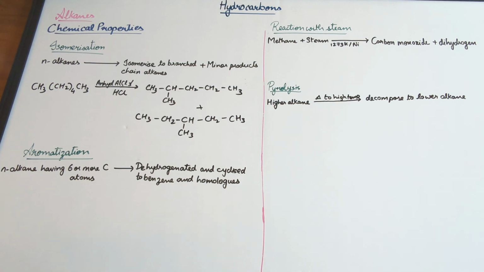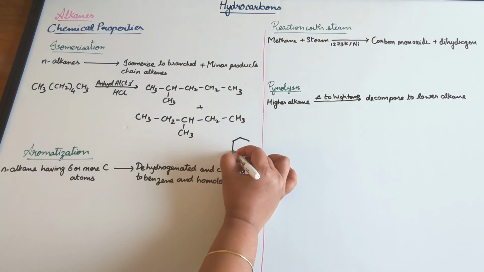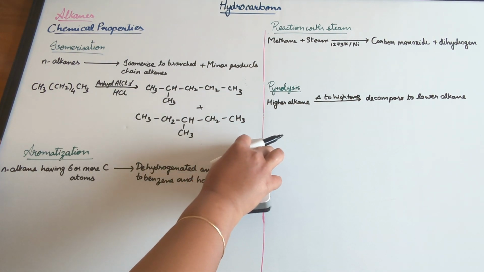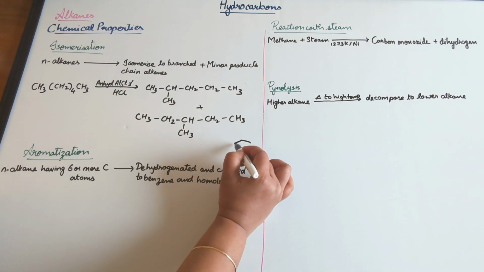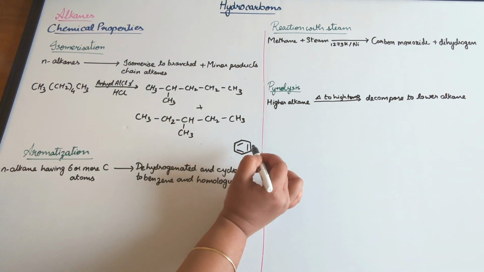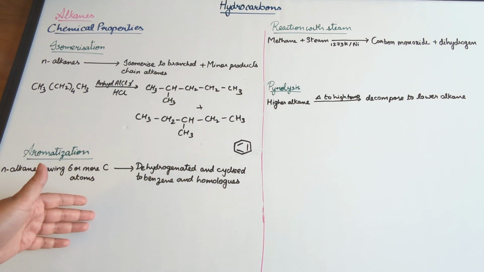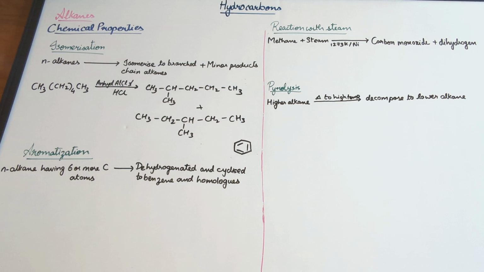The next one is the aromatization reaction. For you to understand all of this, for now, just remember our benzene ring. I think the benzene ring structure is synonymous with organic chemistry. So this particular ring is considered aromatic. Why it is considered aromatic and what the conditions for aromaticity are, we'll be discussing again at the end of this chapter. But for now, we're taking an alkane having 6 or more than 6 carbon atoms, and that undergoes a reaction at specific conditions to get dehydrogenated and cyclized to benzene and its homologues. So we're getting benzene and its homologues.